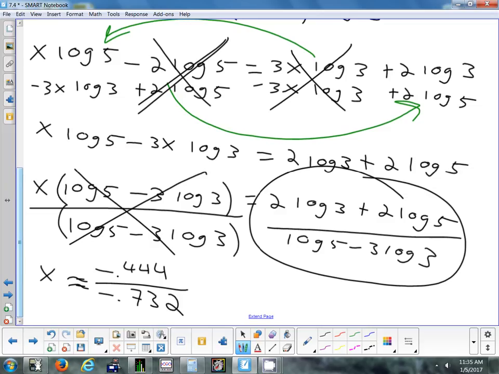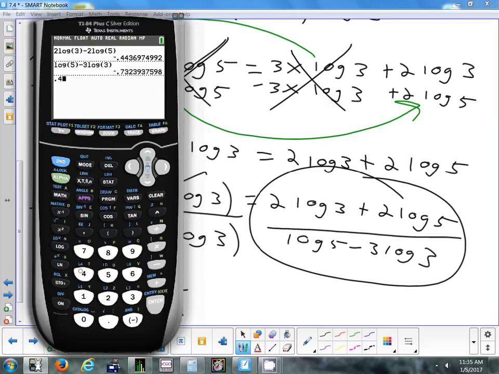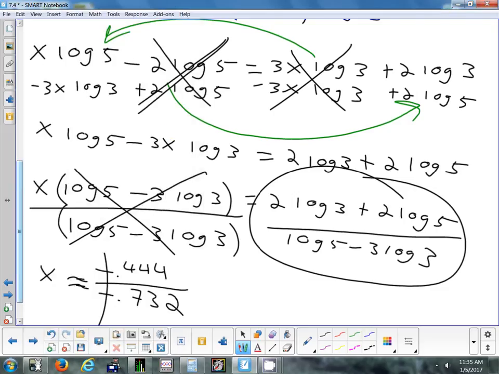What can I cancel out in that fraction? Yep. Negative divided by negative is positive. And now just divide those two numbers. 0.444 divided by 0.732. So the answer is about 0.661. We'll just round it to 2 places. About 0.61.